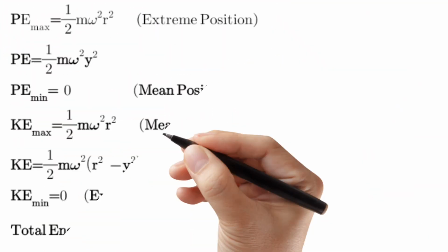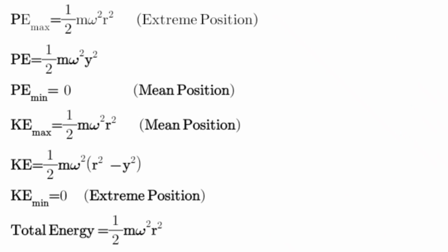So let's summarize the formulas that we just have now. Let's start with potential energy. Potential energy maximum is what? Half m omega square r square. And where do we have this? We have it at extreme position. Okay, now moving to your potential energy at any time, we said is what? Half m omega square y square. Okay, and then your minimum potential energy, we said is what? Is 0. And where do you have this? You have it at your mean position.